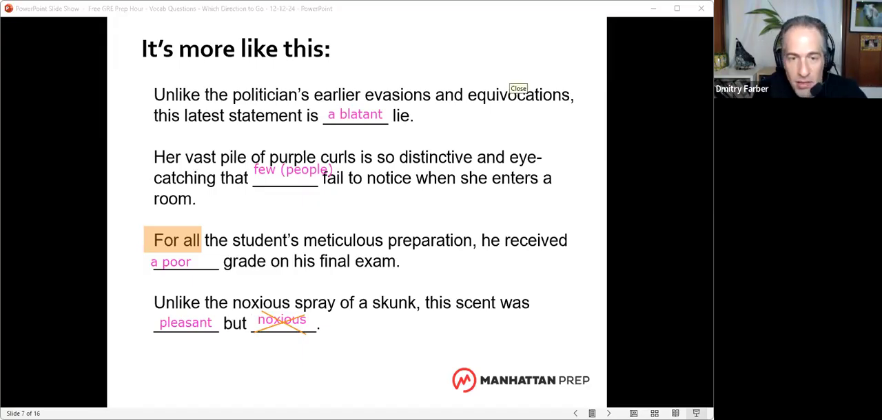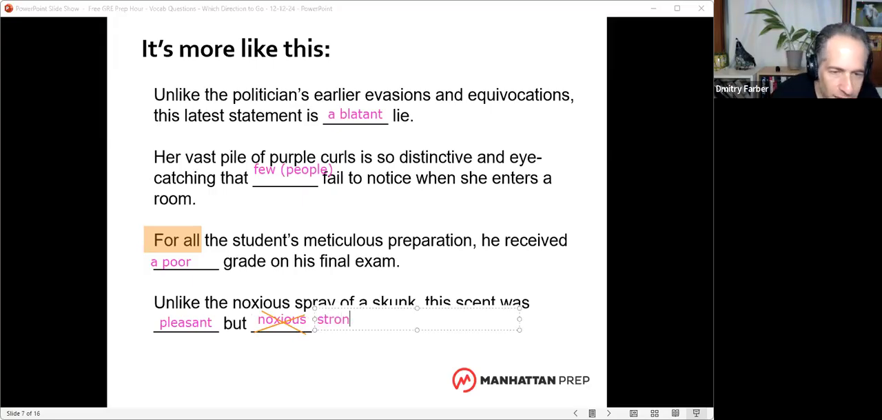Noxious is gross, right? So yeah, it could be something like strong, but that's confusing too because isn't a skunk spray strong? They didn't say that, but we know it is, right? So I don't know if I want strong either. It would have to be something pleasant, but that undermines the pleasantness. Like maybe something like cloying, which is like when something's so sweet that it kind of bothers you, right? Or pleasant, but short-lived, right?